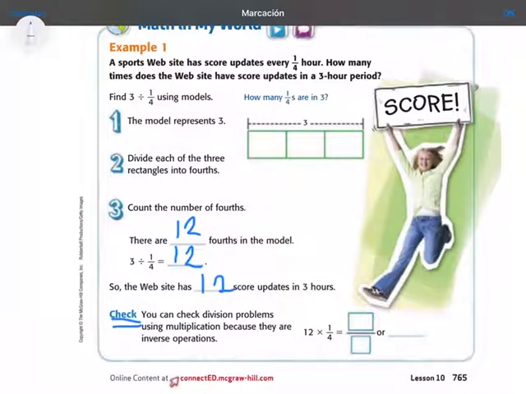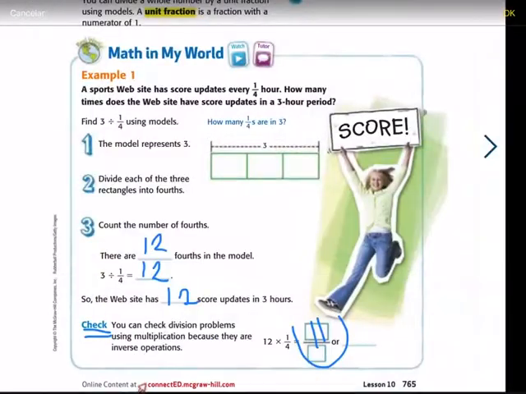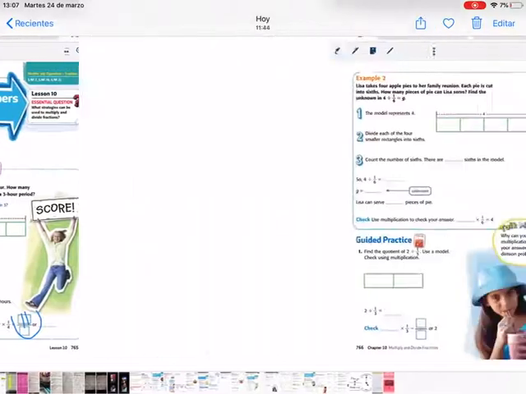The check section, I don't want to confuse you guys, so we are going to ignore it. It's also in your independent practice, so we're going to check it in a moment, okay?